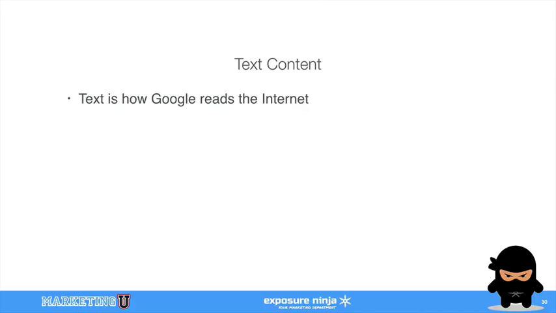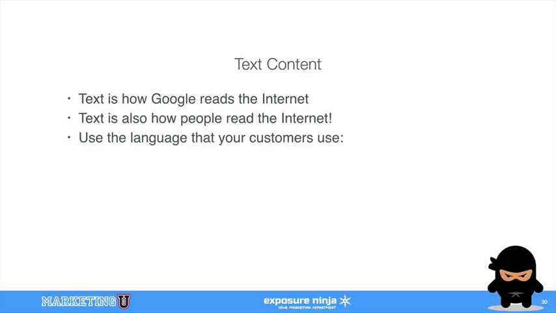Now let's talk about text content. Text is how Google reads the internet. We saw that homepage earlier that had very, very little text on. Complete disaster, because not only can Google not read it, but if a human lands on that website, shock horror, the human needs information. Pictures do a bit of talking, but they don't sell you anything. So text is how people read the internet.